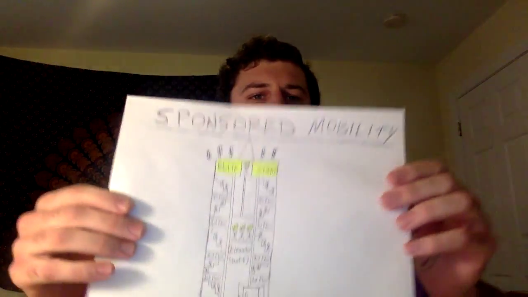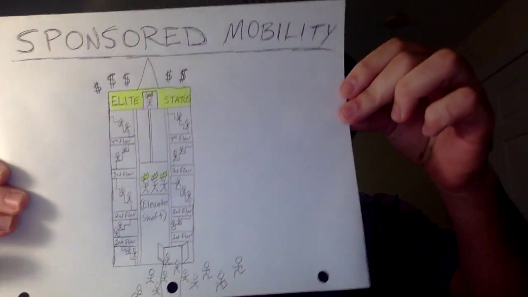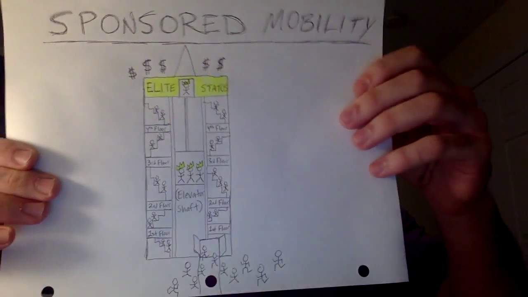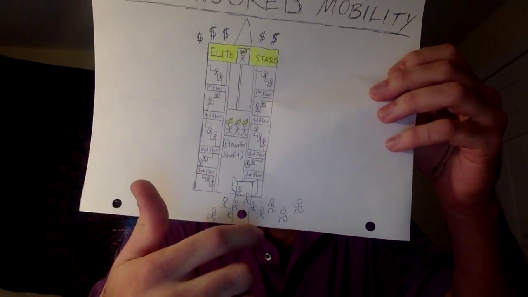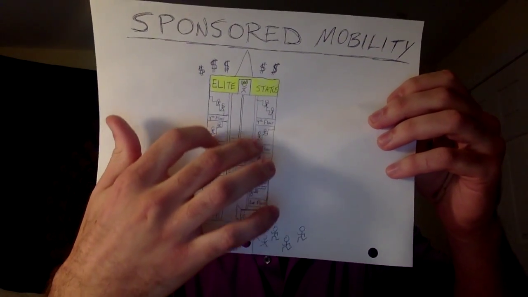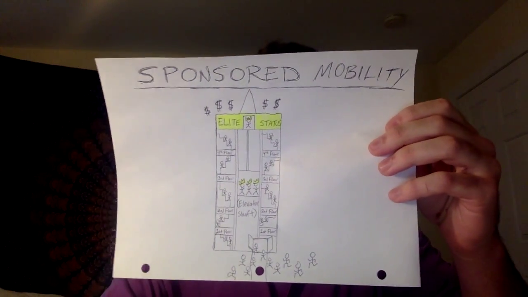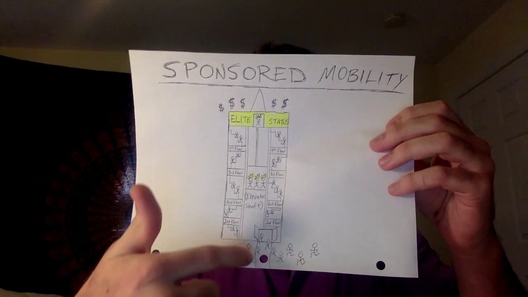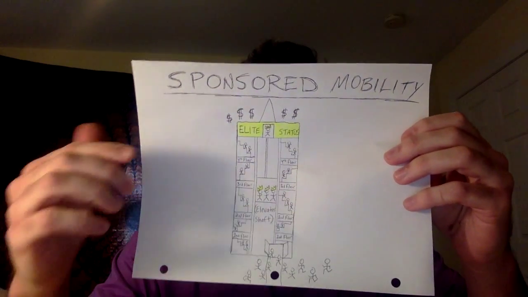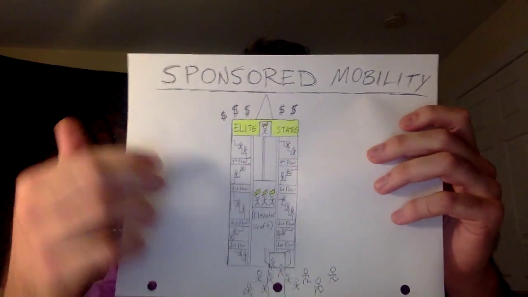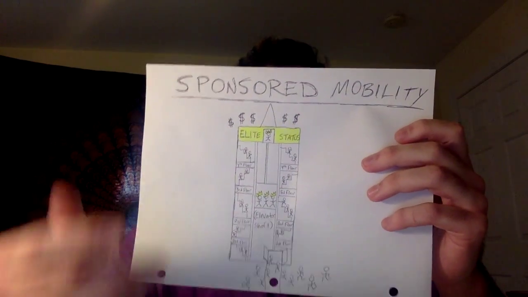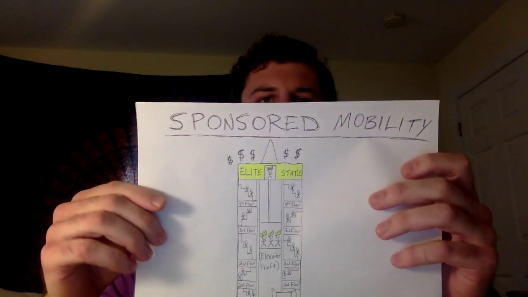And then in sponsored mobility, here we can see all the masses still running up the stairs to reach elite status, whereas the elite recruits, who are already handpicked by the elite, get to take the elevator shaft directly up to elite status and bypass the masses that are trying to get there. Notice their gold crowns. I hope that these two pictures facilitate the differences between contest and sponsored mobility.